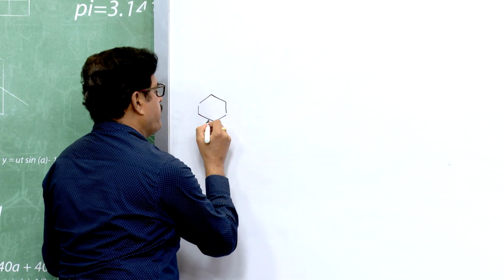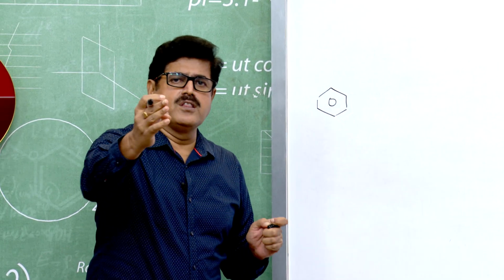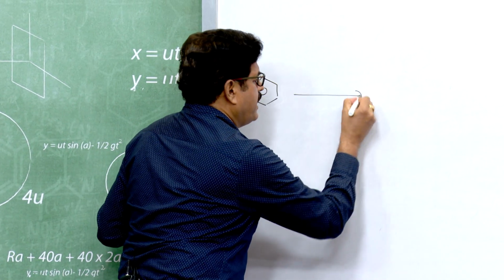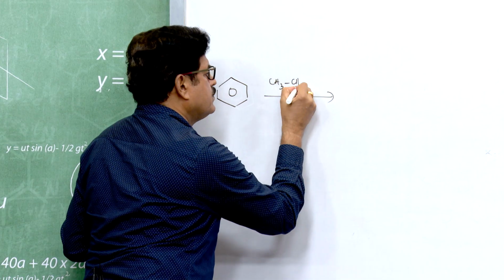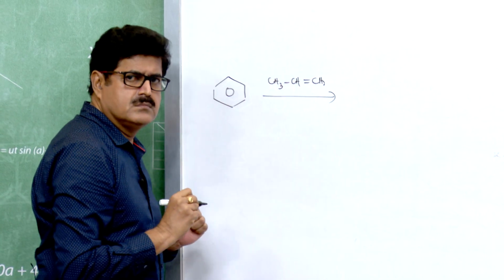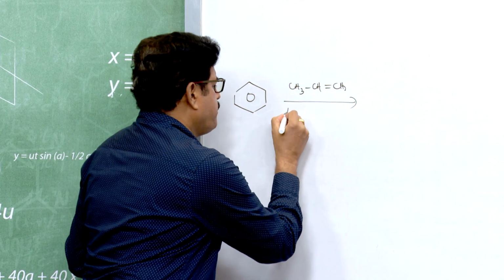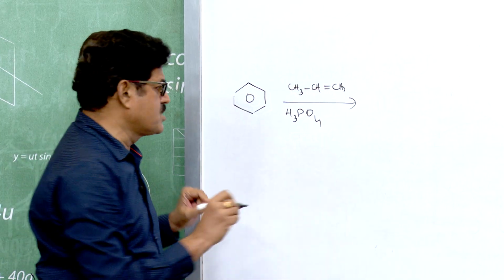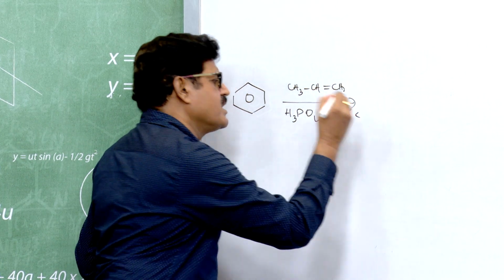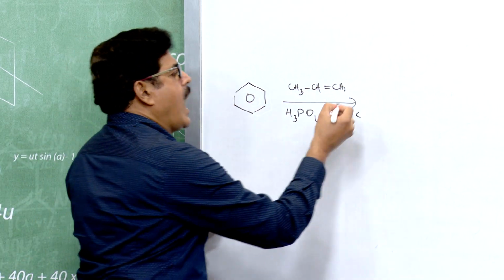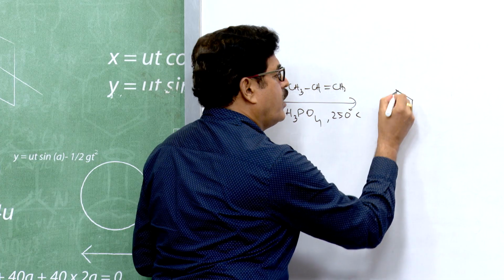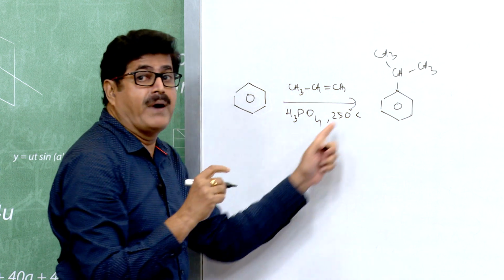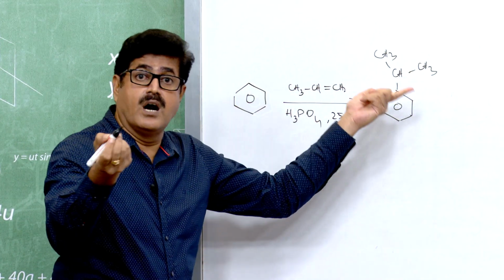First, cumene preparation. Once again, I am taking the starting reactant benzene. When benzene is heated with propene in presence of phosphoric acid, H3PO4, at 250 degrees centigrade, it gives isopropyl benzene. It is isopropyl benzene. This is the isopropyl group. This is benzene, isopropyl benzene.